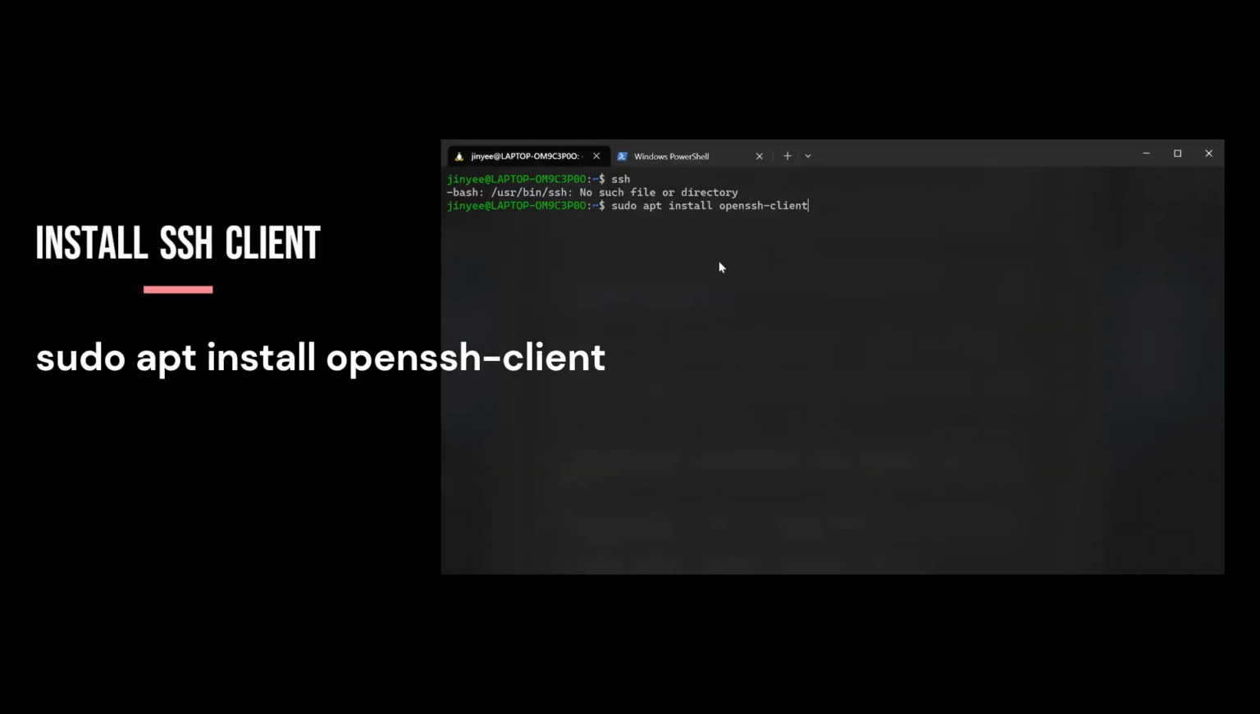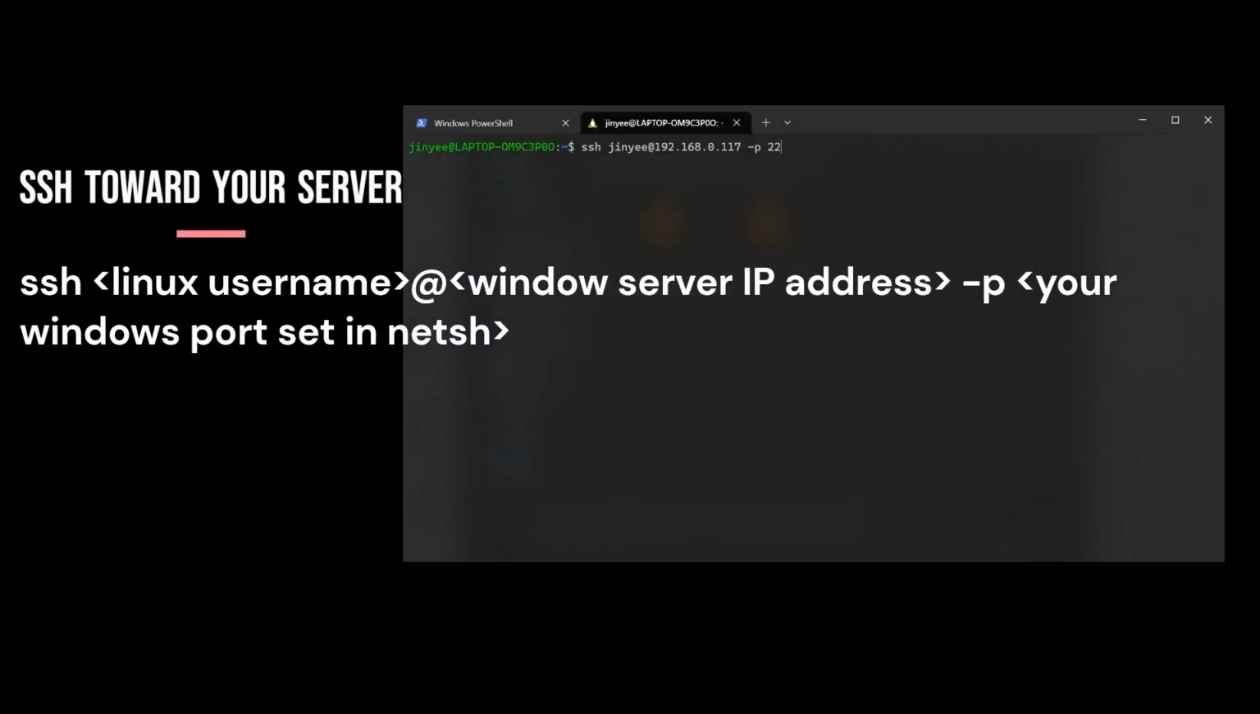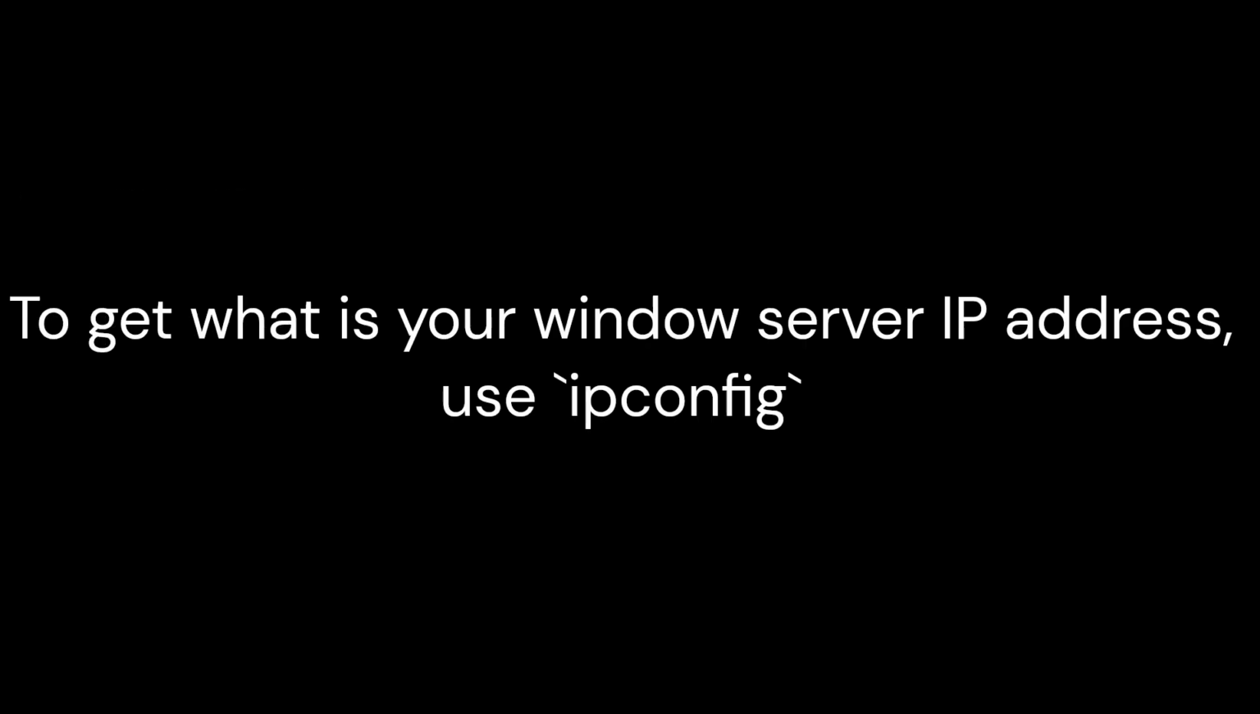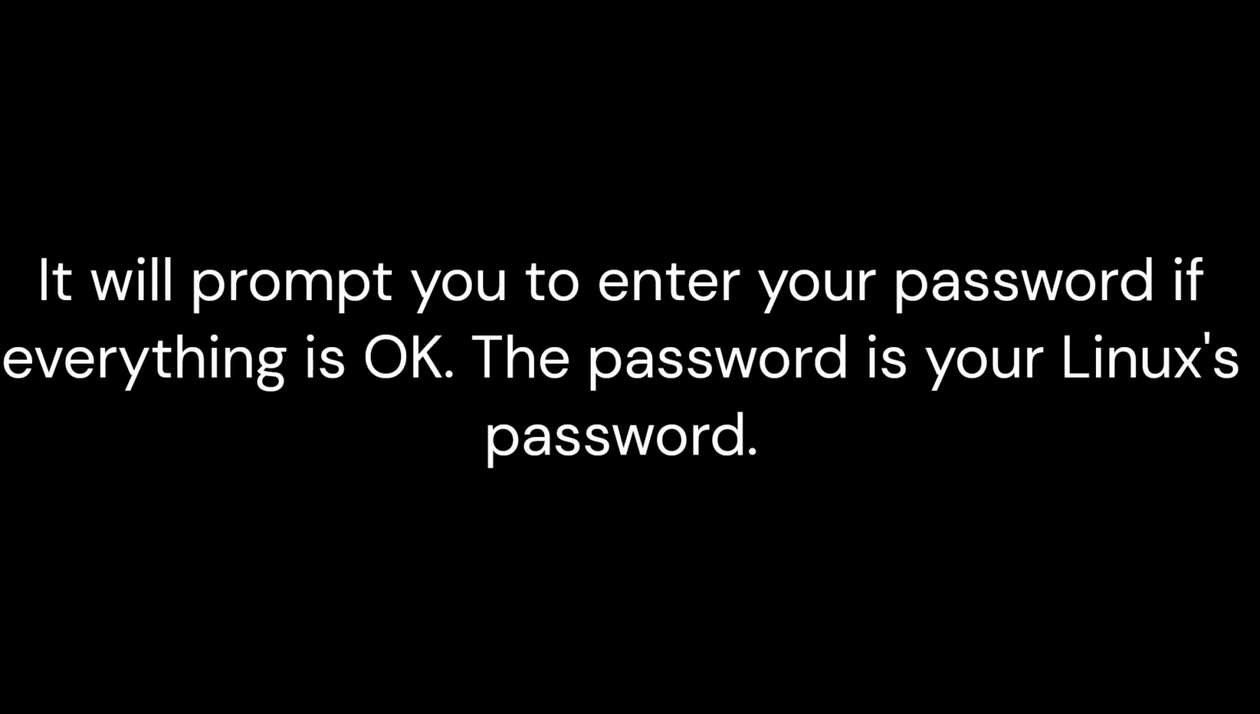Go to your client and install the SSH client. Then connect to your SSH server using the ssh command. Remember to change the username to your Linux user. To get your Windows IP address, use ipconfig. It will prompt you to enter a password if everything is okay. The password is your Linux password.